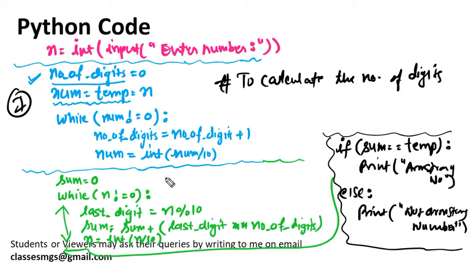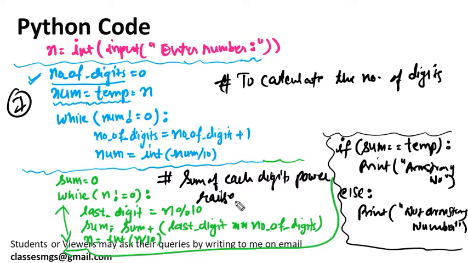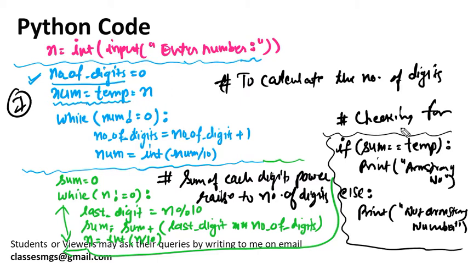Second step, what you are calculating: sum of each digit, you can say each digit, sum of each digit power raised to number of digits. And in the last step we are checking for Armstrong number.